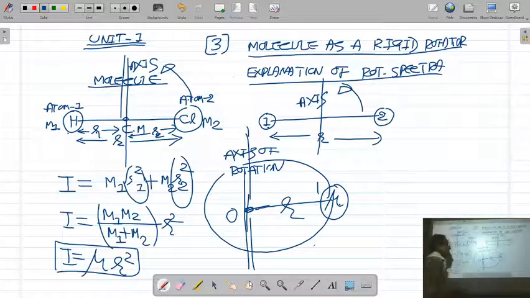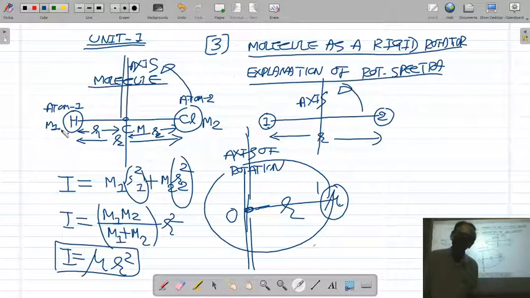Okay, next lecture we will stop here. In the next lecture we will consider this diatomic molecule as a rigid rotator. We will apply the rigid rotator model and solve the Schrodinger equation to obtain the rotational energy of the molecule. Once you get the rotational energy of the molecule, you will be able to understand the rotational spectra. Thank you very much.